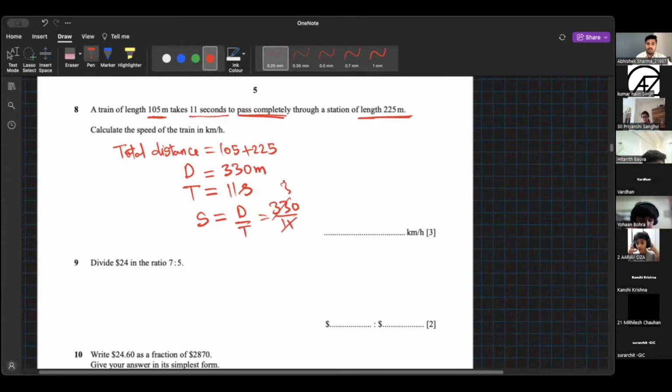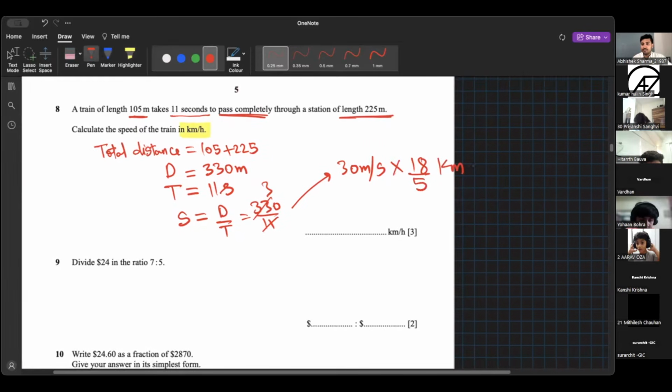So 330 upon 11. 30 is the answer, but 30 is not the answer. 30 meters per second is the answer. The question clearly says to calculate the speed in kilometers per hour. So whenever you have to convert a value from meters per second to kilometers per hour, multiply by 18 by 5 to convert it into kilometers per hour.